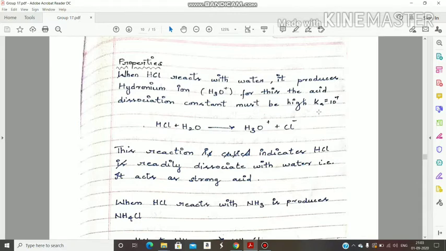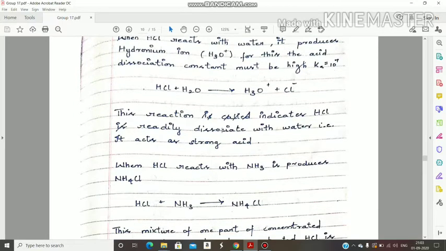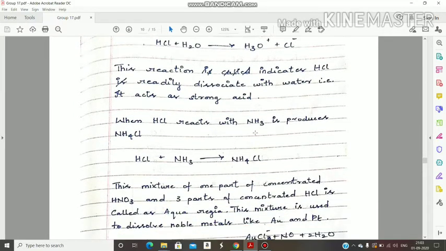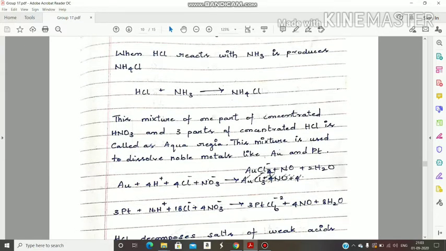This is an experimental value. Next, when HCl reacts with NH3, it produces NH4Cl, nothing but ammonium chloride. So this is the corresponding reaction. Next, aqua regia, we know already, one part of HNO3 and 3 parts of HCl is called aqua regia.